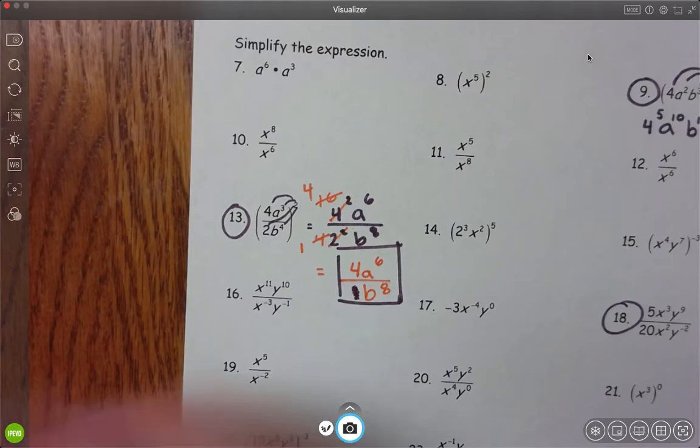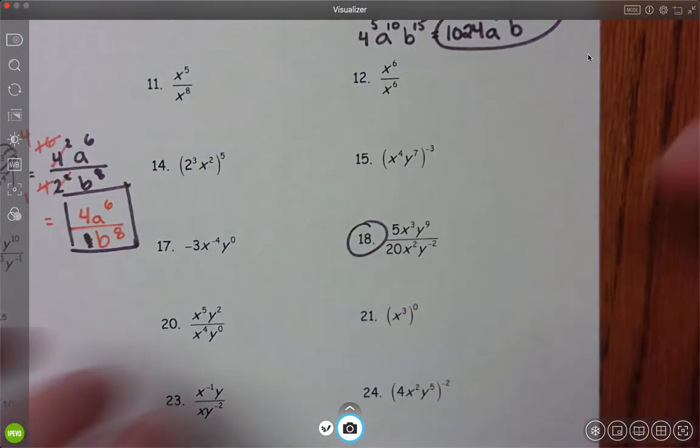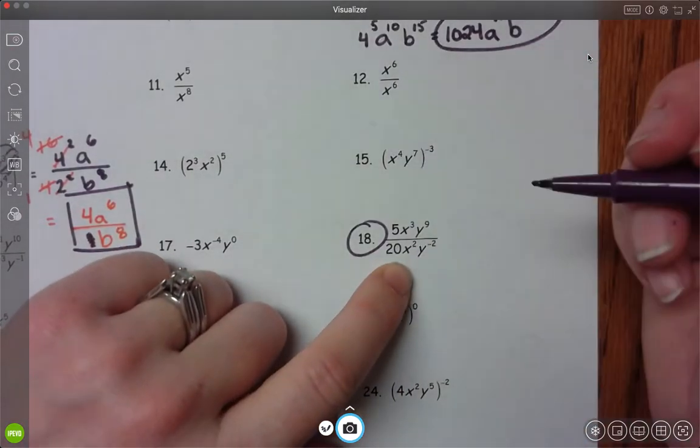All right, so number 18, we don't have anything that we need to distribute through, so we're just going to reduce stuff. So I start with the numbers.